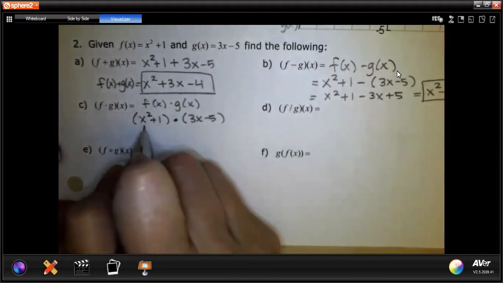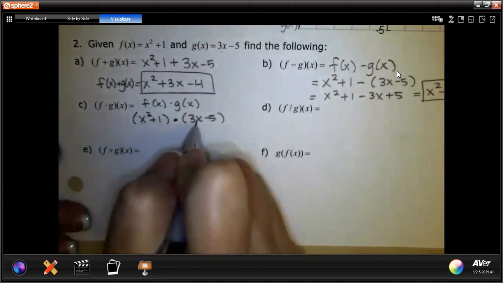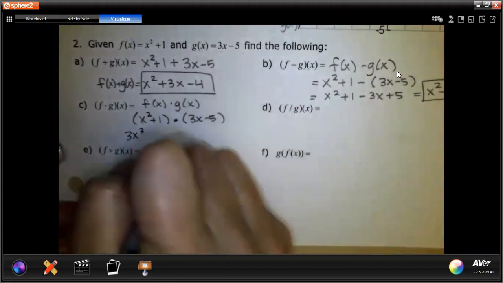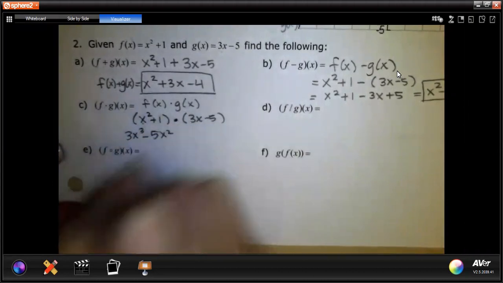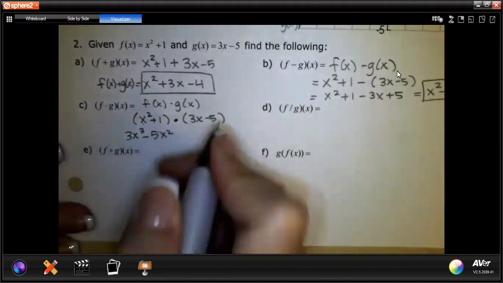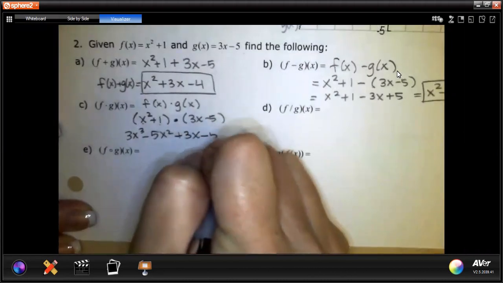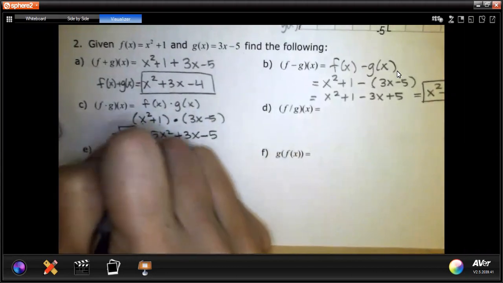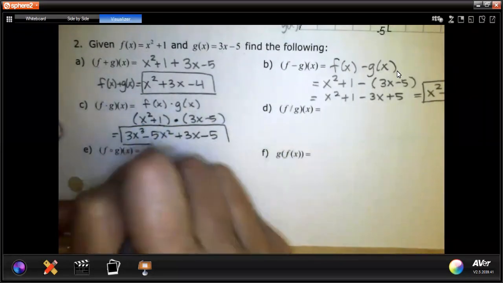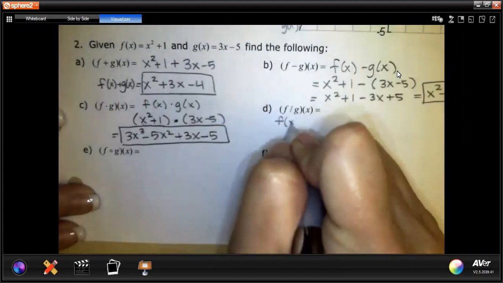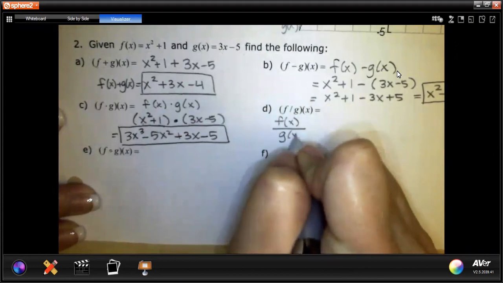So we would FOIL here, x squared times 3x gives us 3x cubed. X squared times negative 5 gives us a negative 5x squared. 1 times 3x gives us a 3x, and 1 times negative 5 gives us a negative 5. Again, you could have used the box with that or whatever method it is that you use to distribute those, but it's multiplication.